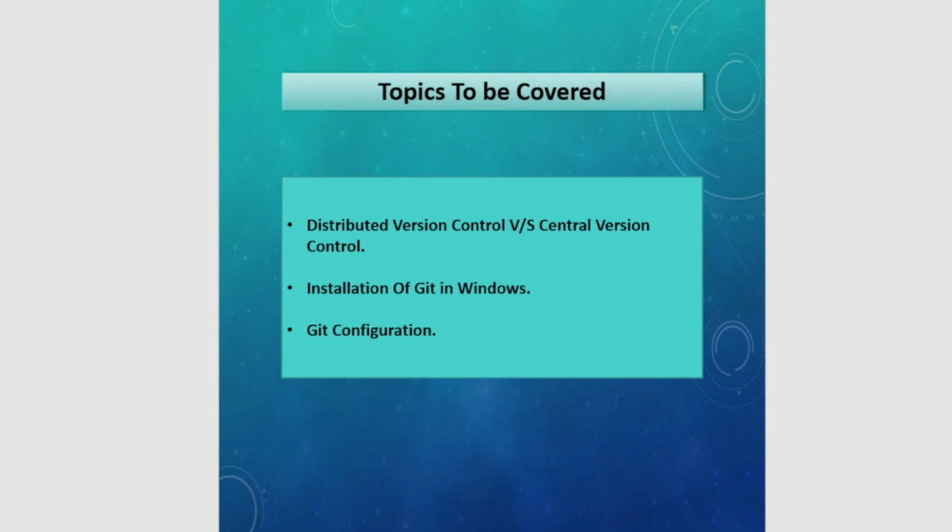So there are a lot of topics that will be covered in today's video, and we are going to learn about the differences between the distributed and central version control system. We are also going to learn how to install Git on Windows, and we are also going to learn how to configure Git for the first time. So without wasting any more time, let's begin.